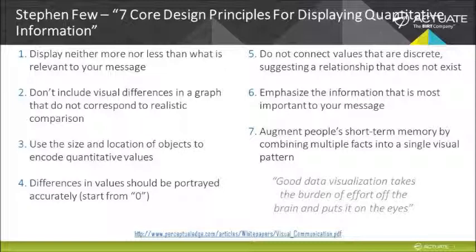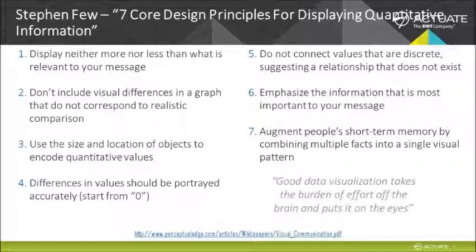Let's go to number three. You want to use lengths or 2D locations of objects to encode quantitative values in graphs. This means that properties of an object, such as the length of a bar in a bar graph, or maybe its 2D location, have a direct effect on how people will perceive the information. So you can leverage these things to your advantage to make the information more readily received and understood.